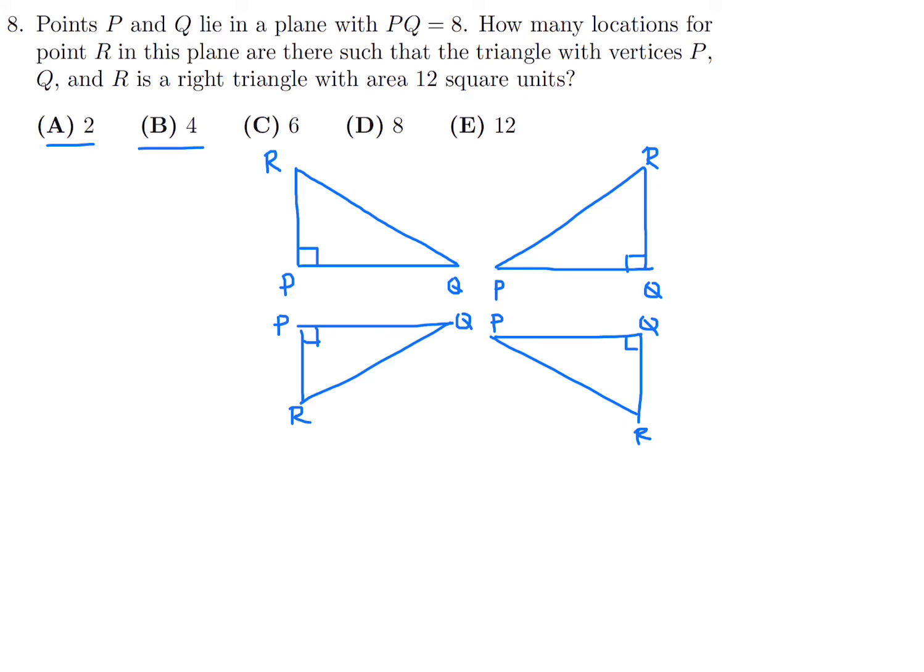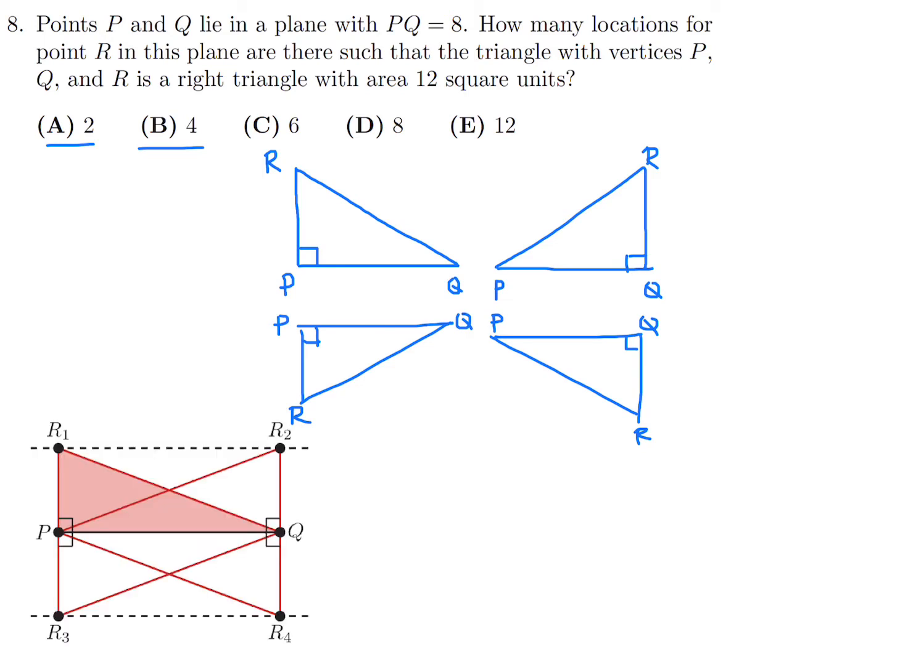Am I done? Are there any more? And interestingly, the area doesn't really matter. We need to figure out how many orientations there are. Well, so far I have 4. And that's illustrated really nicely by this diagram, exactly the way I drew it. They've got 4 in there.